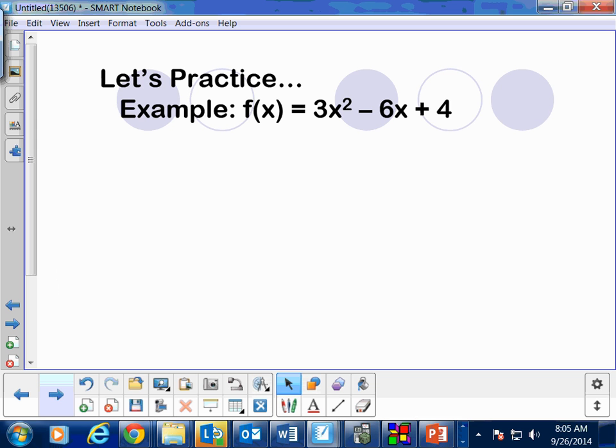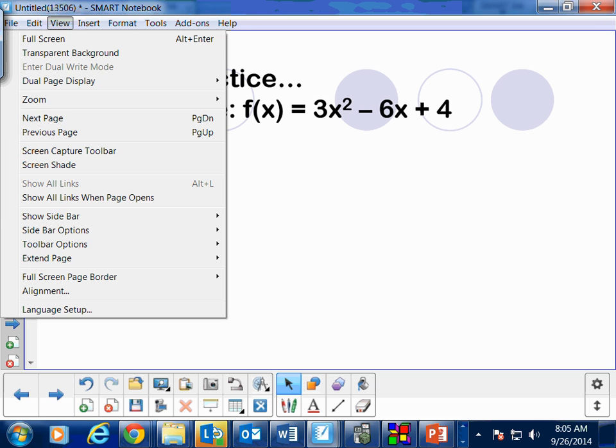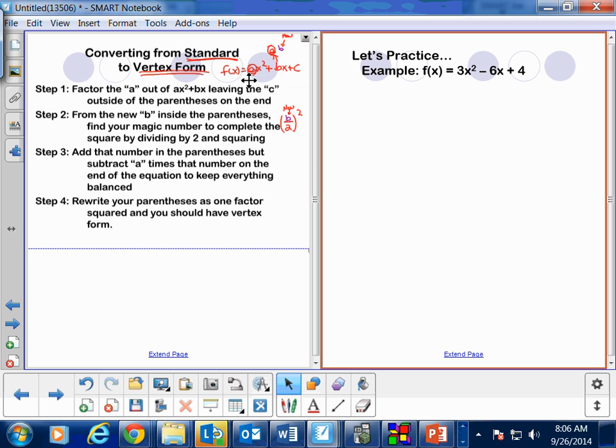Okay, so we have this ax squared plus bx plus c. Now remember how we said that, like the other equation that you had? I think I should be able to change the view on this. I'll show you what I was doing here. Little page. Turn it on for a second.